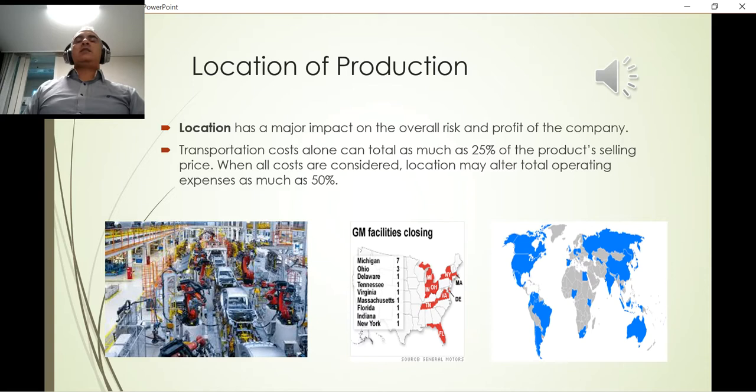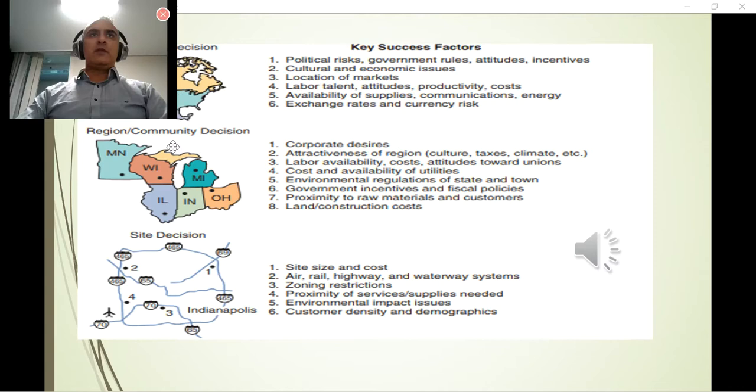Some say, well, it's better to produce in Indonesia because labor is cheaper. Yes, fantastic, but you also have to think of transportation or infrastructure. Maybe the infrastructure throughout the country doesn't make it easy to export abroad, and then that's not a good option, regardless of the low cost of production.